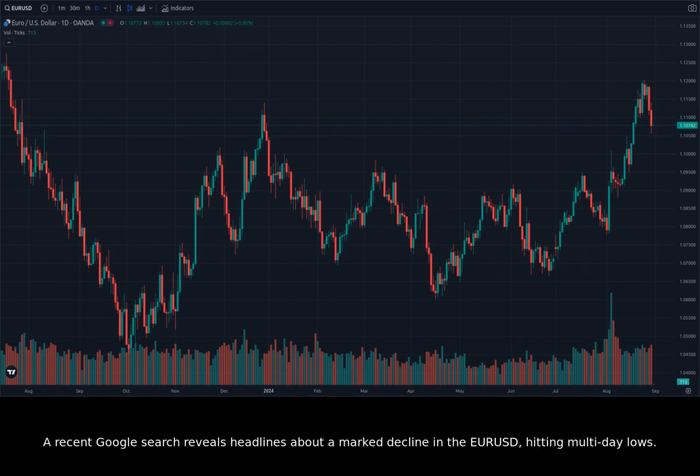A recent Google search reveals headlines about a marked decline in the EURUSD, hitting multi-day lows. This decline seems to be influenced by factors like soft German inflation and the US dollar's recovery. However, it's crucial to remember that market movements are not always driven by news alone.